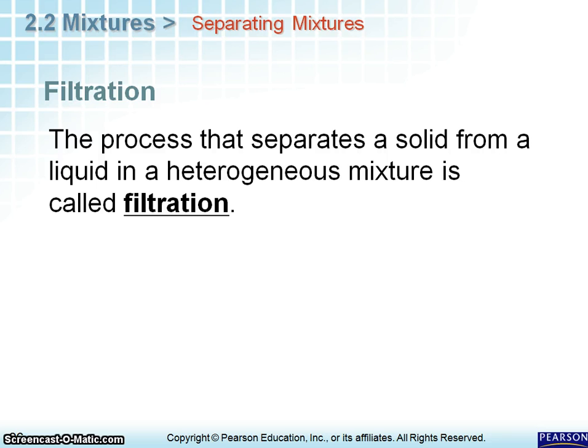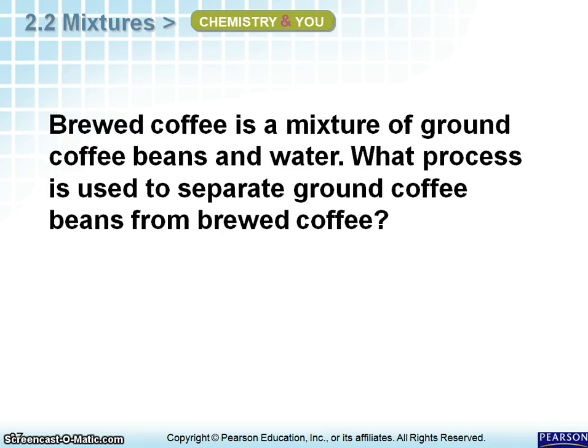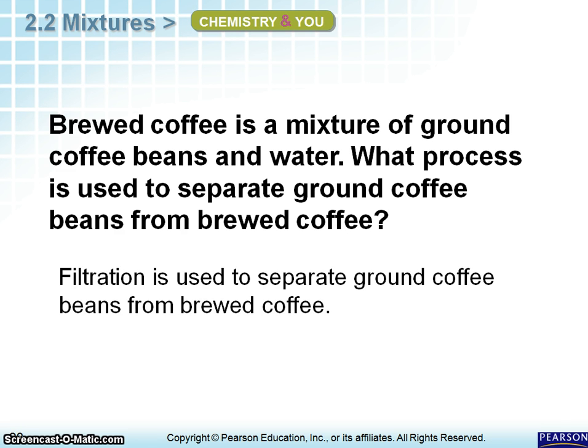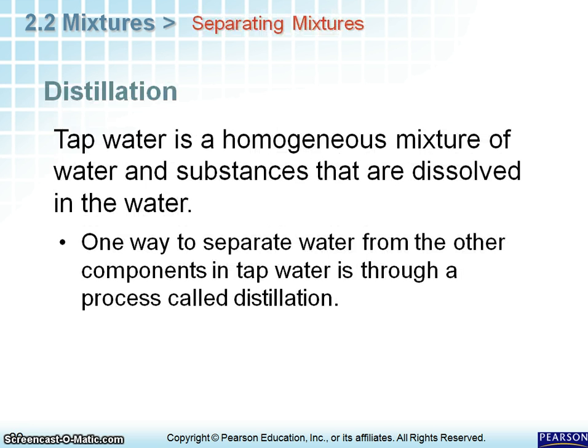The process that separates a solid from a liquid in a heterogeneous mixture is called filtration. So, the coffee. Brewed coffee is a mixture of ground coffee beans and water. What process is used to separate ground coffee beans from brewed coffee? And I think the answer is pretty obvious. Filtration is used to separate it.